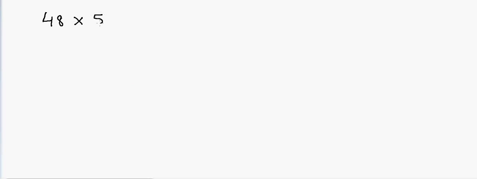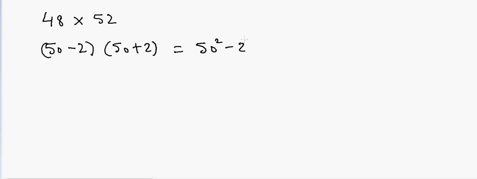Hi everyone, in this video we'll talk about another metric which can be used for faster calculation. For example, suppose I have to multiply 48 and 52, so how will I do that? If you look at it carefully, these numbers are symmetrical around 50, so this can be written as 50 minus 2 and 50 plus 2. So that will be equal to 50 square minus 2 square. So the answer will be equal to 2496, right?